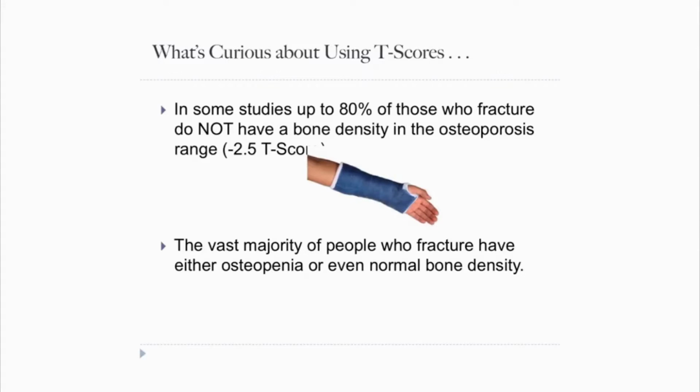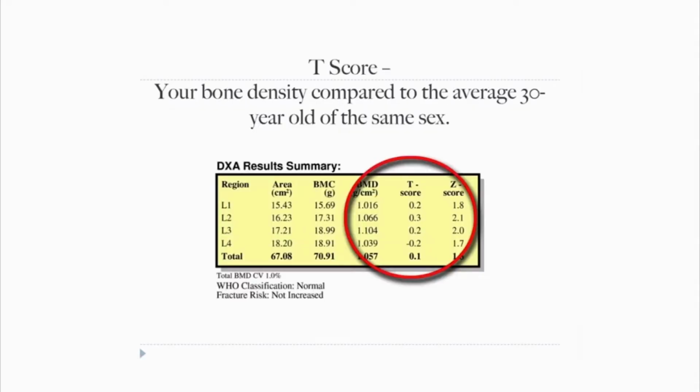So you cannot tell who's going to fracture by their T-score. In fact, the vast majority of people who fracture have either osteopenia or normal bone density. Let's talk a little bit about T-score.